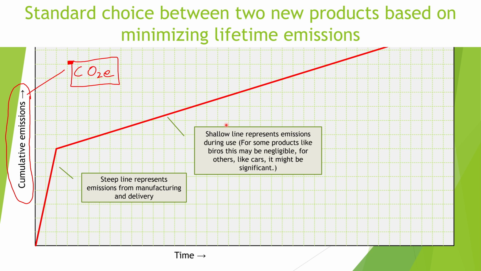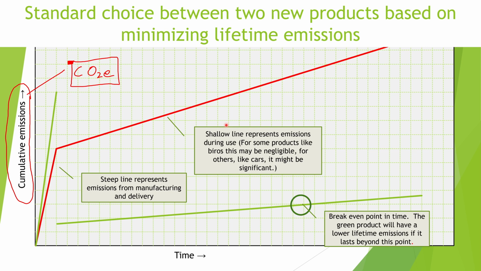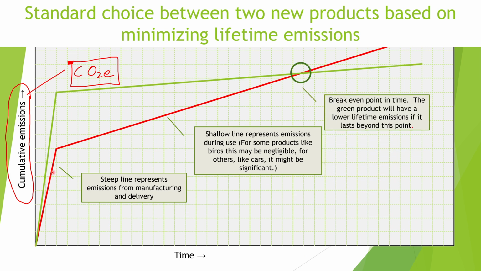If we then add a separate product onto the same chart to compare it, in this case, we're going to use this green product here. This green product also has manufacturing emissions and it has usage emissions. But in this case, for whatever reason, the green product takes more energy to manufacture, but in use it uses less energy. So what that means is that after a certain period in use, the total lifetime emissions of the green product are going to equal the total lifetime emissions of the red product.